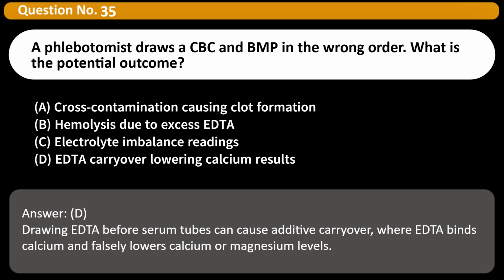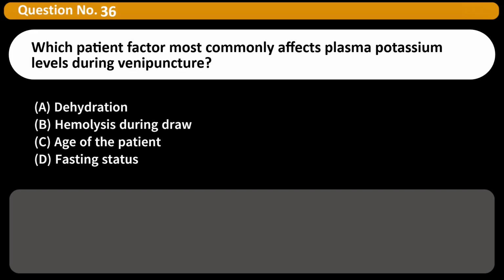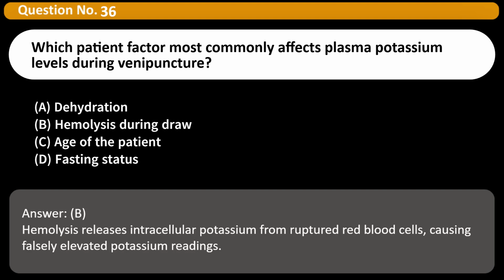magnesium levels. Which patient factor most commonly affects plasma potassium levels during venipuncture? A. Dehydration. B. Hemolysis during draw. C. Age of the patient. D. Fasting status. Answer: B. Hemolysis releases intracellular potassium from ruptured red blood cells, causing falsely elevated potassium readings.